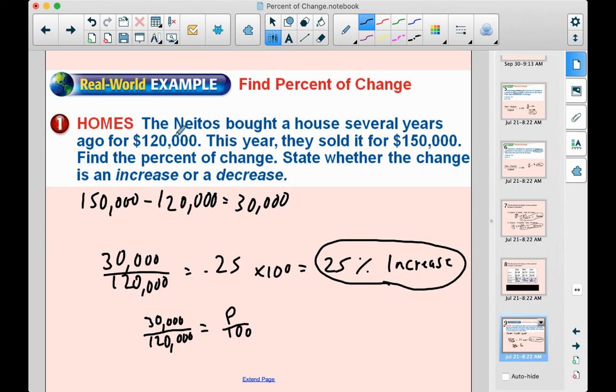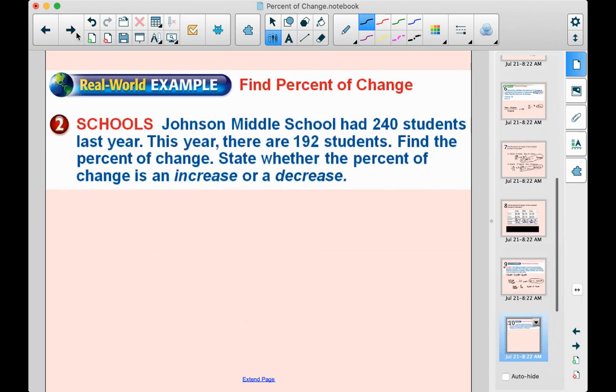You could even do the percent equation if you want. Again, remember part equals percent times whole. So the part is 30,000, percent I don't know, and the whole is 120,000. If we solve this for P, dividing both sides by 120,000, we'd still be dividing these two numbers. That would give me P as a decimal, which I then multiply by 100. So these things still work. It's always going to get you to the point where we just divide these two numbers and move the decimal. That formula kind of shortcuts what you're going to be doing.